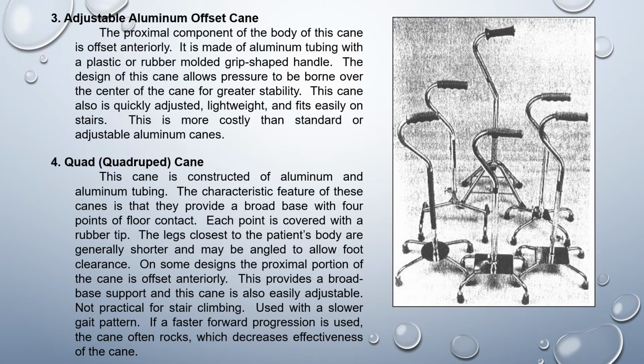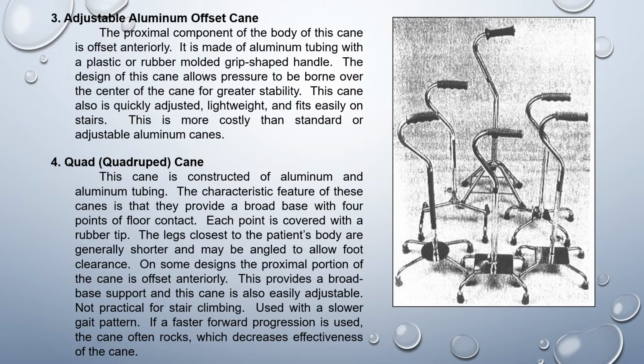So, the adjustable offset cane is defined as offset anteriorly to the proximal component of the body. It is made of aluminum tubing with a plastic or rubber molded grip-shaped handle. The design of this cane allows pressure to be borne over the center of the cane for greater stability. This cane also is quickly adjusted, lightweight, and fits easily on stairs. This is more costly than the standard and adjustable aluminum cane. So, mas mahal po yung aluminum offset cane.